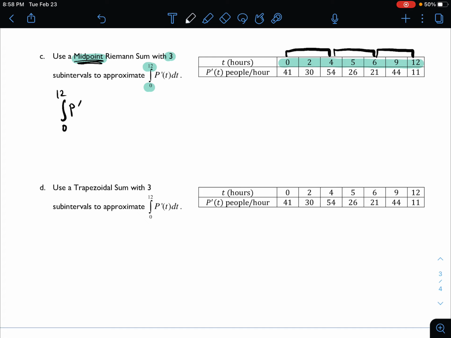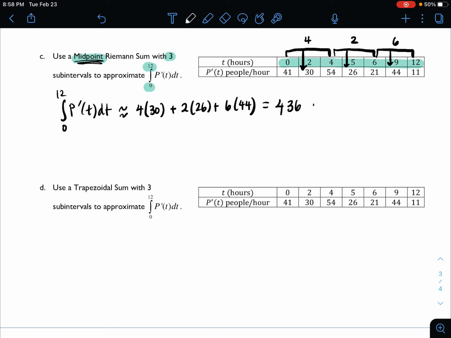So my integral from 0 to 12 is approximately, so let's see, my first width from 0 to 4 is 4. Then I'm going to use the middle point as my height, 30. Plus my base is 4 to 6, that's 2. My height will be 26, my middle point. From 6 to 12, my width is 6, and I will use times 44. And so that will give me 436 people.